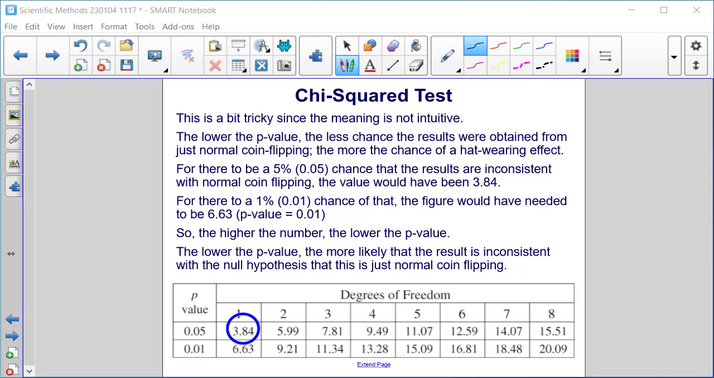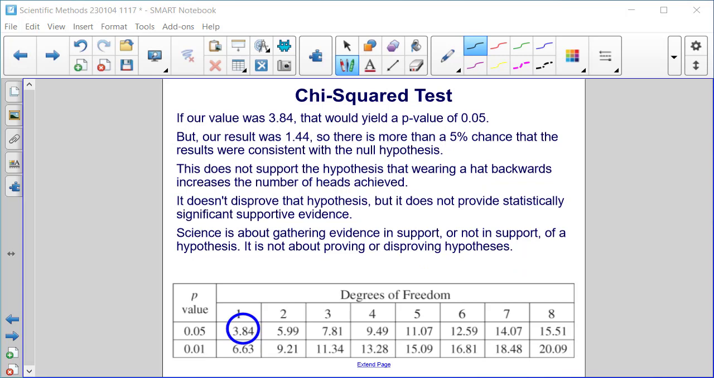For there to be a 1% chance of that, the figure would have needed to be 6.63, where the p-value is 0.01 here. So, the higher the number, the lower the p-value. The lower the p-value, the more likely that the result is inconsistent with the null hypothesis, that this is just normal coin flipping. If our value was 3.84, that would yield a p-value of 0.05.